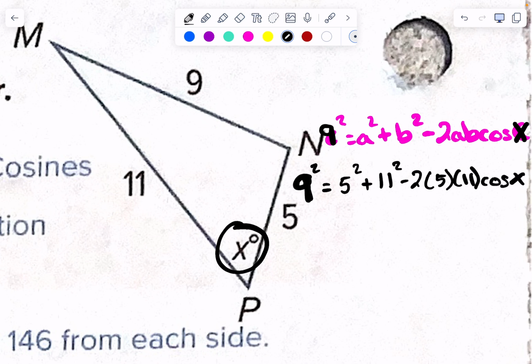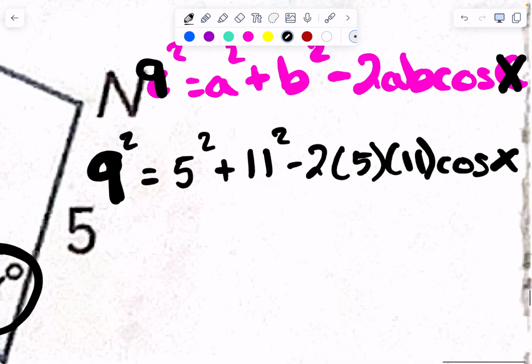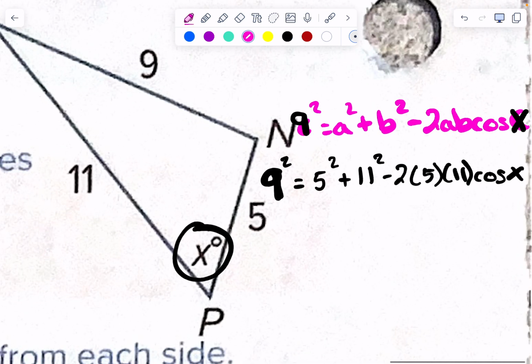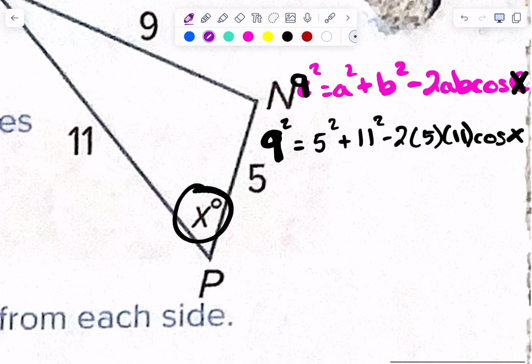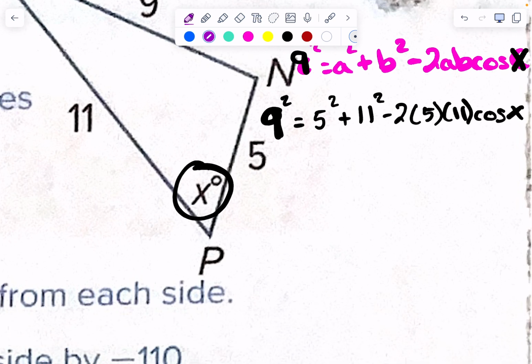Okay, guess what? What are we going to have to do to solve this thing? Inverse. We will eventually have to inverse cosine because X is trapped inside of the cosine. Now, be very careful because a lot of people do this wrong and I'm going to show you what they do wrong. Let's figure out what some of this stuff is. So 9 squared is how much? 81. All right, 5 squared is 25. 11 squared is 121. Okay, do you know what 2 times 5 times 11 is?